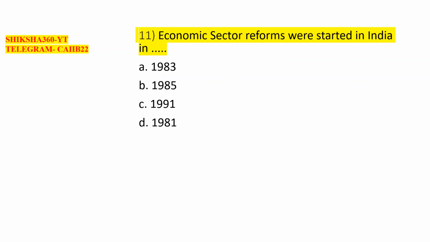Now move to question number 11, a very easy question. Economic sector reforms were started in India. In which year? 1983, 1985, 1991, 1981.